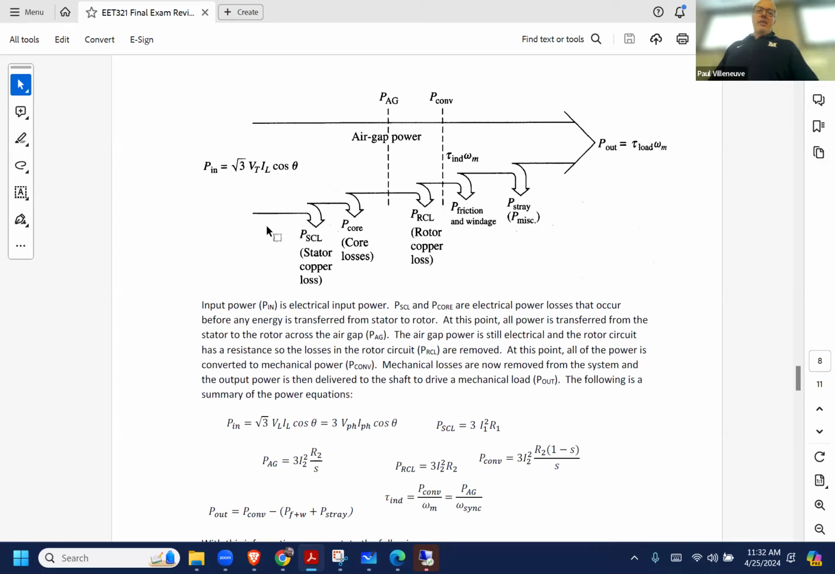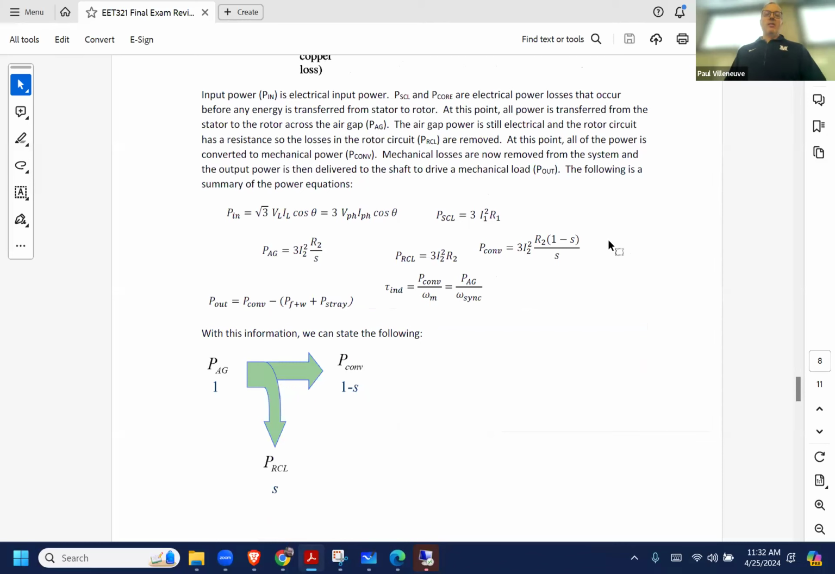So our input power is electrical, and then we start dropping off electrical power losses on the stator. We jump through the air gap. Now we've got our rotor losses, and at this point, all our available power is mechanical power. And then we actually have power to drive a load. Here are some equations which show that concept about efficiency: the lower the value of slip, the more rotor copper losses I'm going to get as a function of the input.